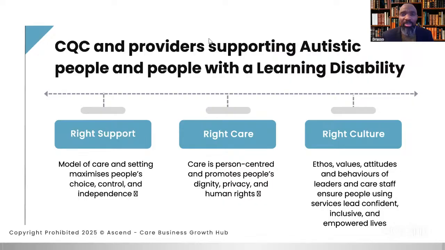I said I'm going to touch on providing services to people with learning disability and autism. I'm just hinting on this because we've seen some challenges. CQC are very, very strict. They want to make sure that anybody who's providing services to this service user band has all the experience and the qualifications, and that you understand and read the guidance. There is specific guidance that establishes these three domains: the right support, the right care, and the right culture.